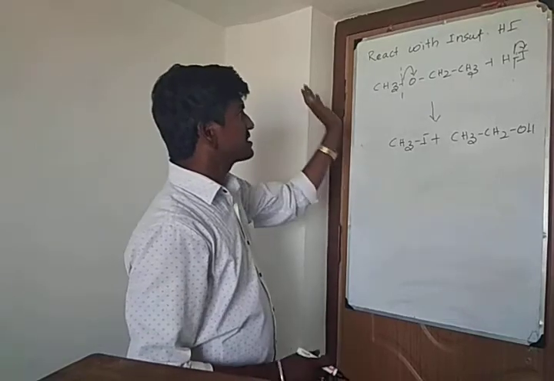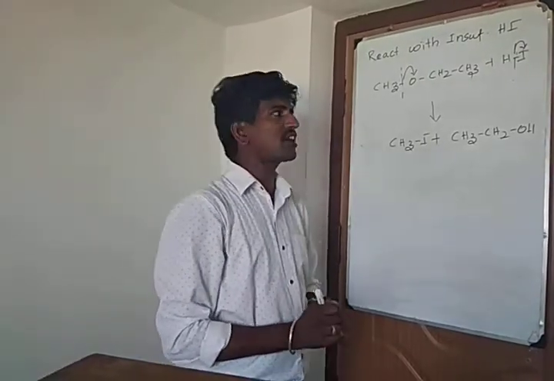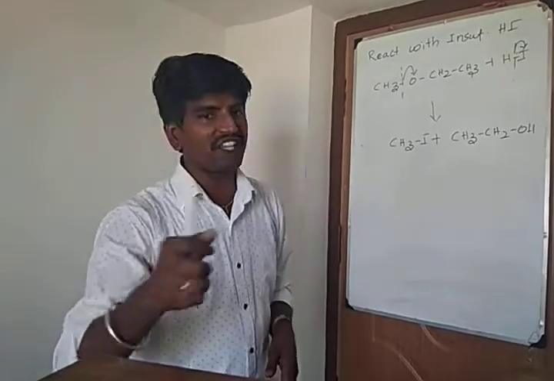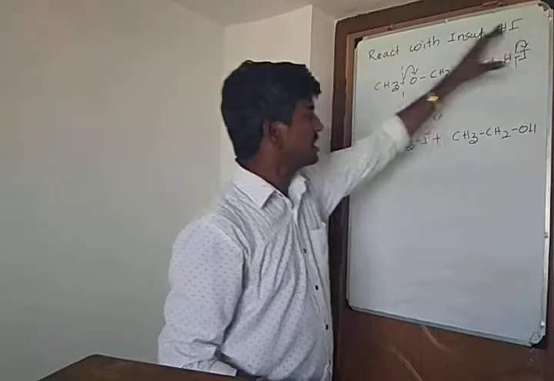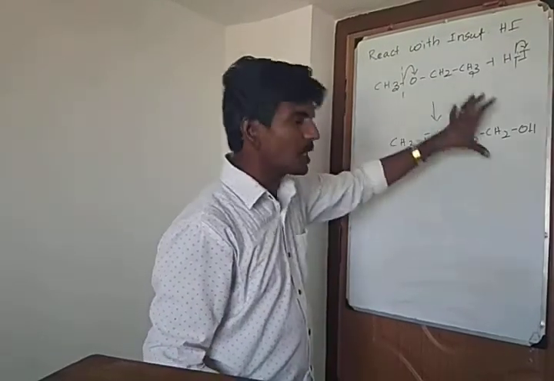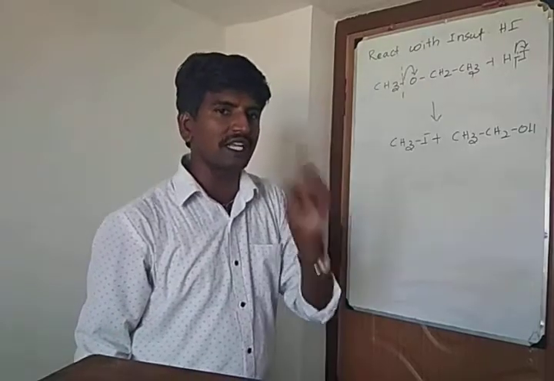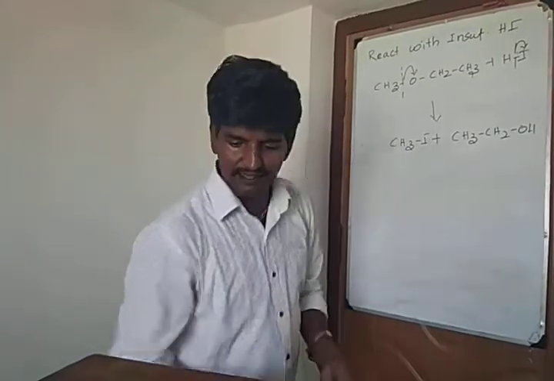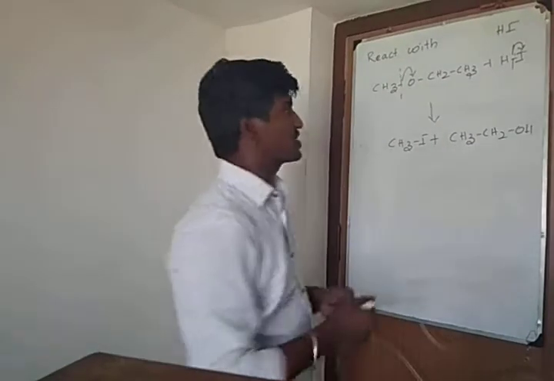Next, mixed ether reacts with an excess amount of HI. Excess amount of HI means what? 2 moles of HI. Am I right? First, ether reacts with 1 mole of HI. It gives iodide and alcohol. Next, that alcohol reacts with another 1 mole of HI. Are you clear? React with excess amount of HI.